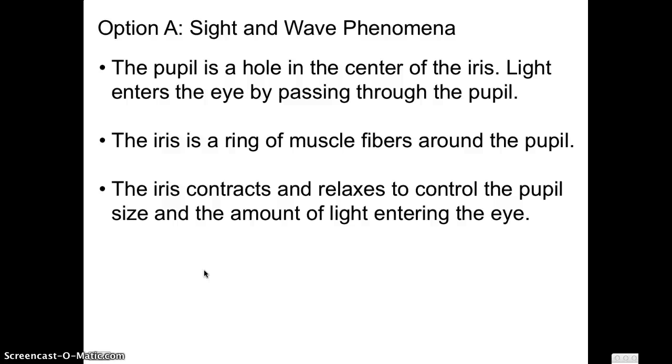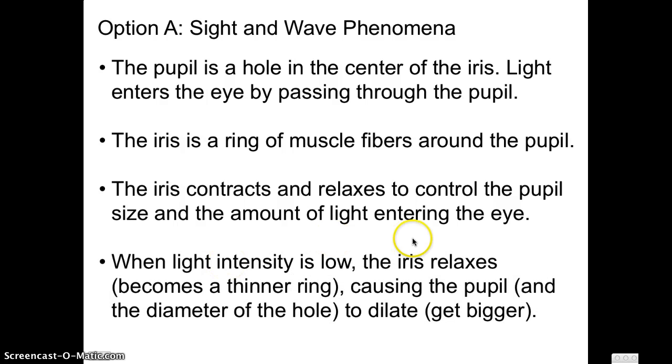So that's what the iris controls through its relaxation and contraction. When light intensity is low, we can't see very well, so the iris causes the pupil to open up to let more light in. Here's how it happens. The iris relaxes, which means it becomes a thinner ring. It's not flexing anymore. And that causes the pupil, the diameter of the hole, to dilate or get bigger.